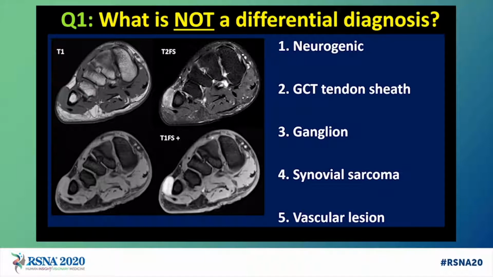Given the appearance, our first question is, what is not a differential diagnosis for this particular lesion? Is it neurogenic? Is it number 2, giant cell tumor tendon sheath? Is it number 3, ganglion? Number 4, synovial sarcoma? Or number 5, vascular lesion?